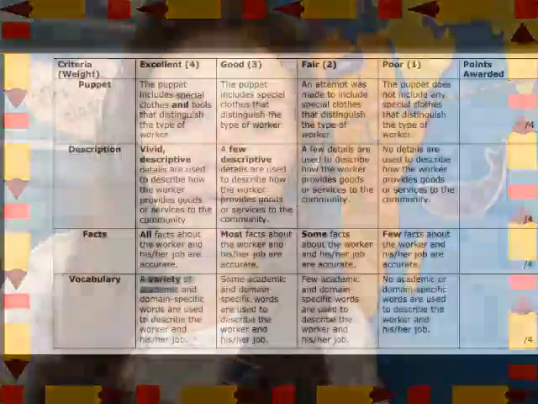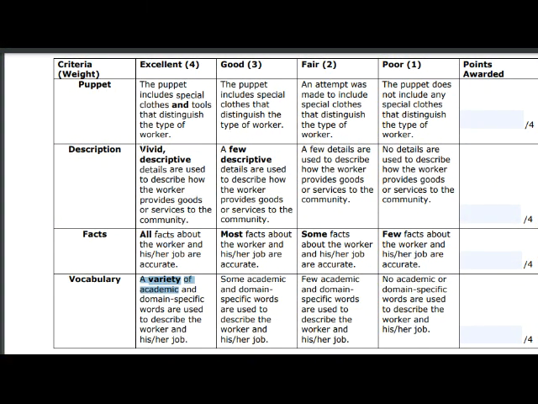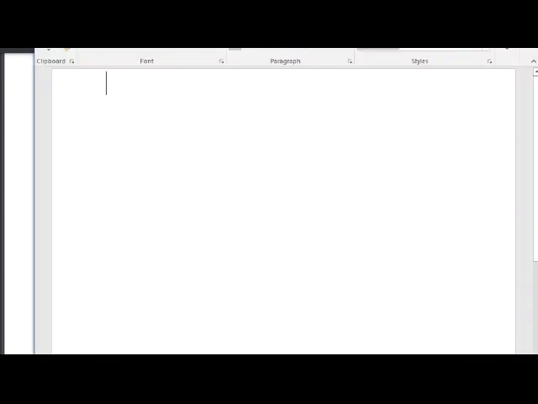So let's go back to that rubric really quickly. We should have vivid, descriptive details that are used to describe how the worker provides goods or services to the community. So we want to talk about our police officer's job. Now, if I were you, I would definitely practice my beautiful, perfect, good, improving handwriting. But to save time, I'm going to go ahead and do this on my computer. So I'm going to type my answers out. You are allowed to do that also, but I think it would be a good idea if you practiced your handwriting. So let's make sure we have 3 sentences.